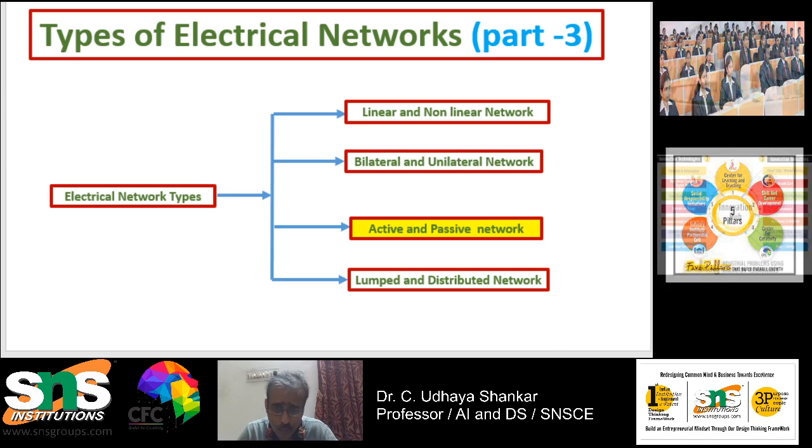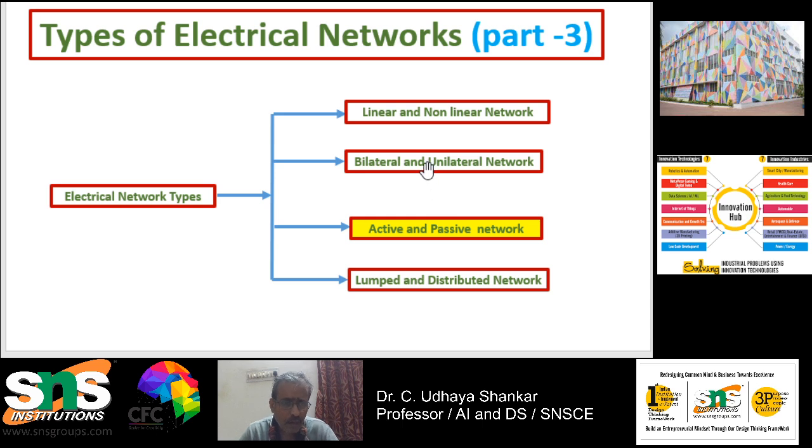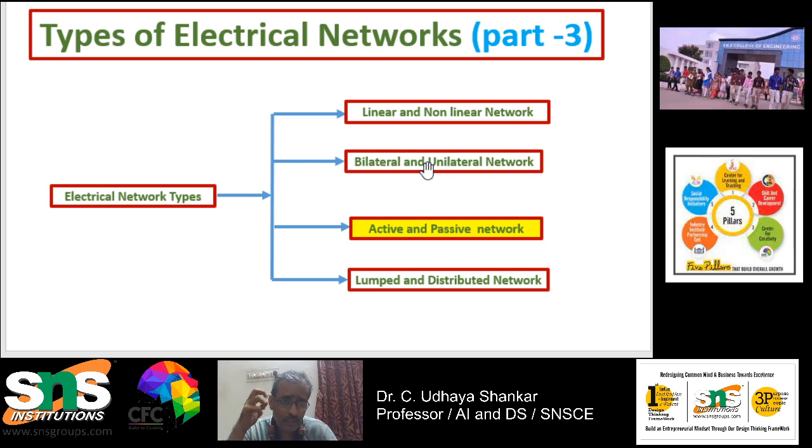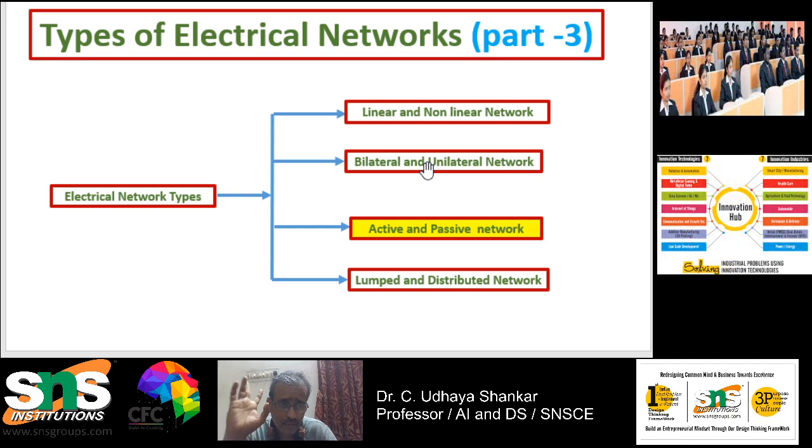As you all know, an active network is nothing but, for example, if a circuit has a voltage source or a current source as an energy source, then that particular network is called an active network. Then what do you mean by passive network? For example, if a circuit has no energy source, no current source or no voltage source, then that particular network is called a passive network.